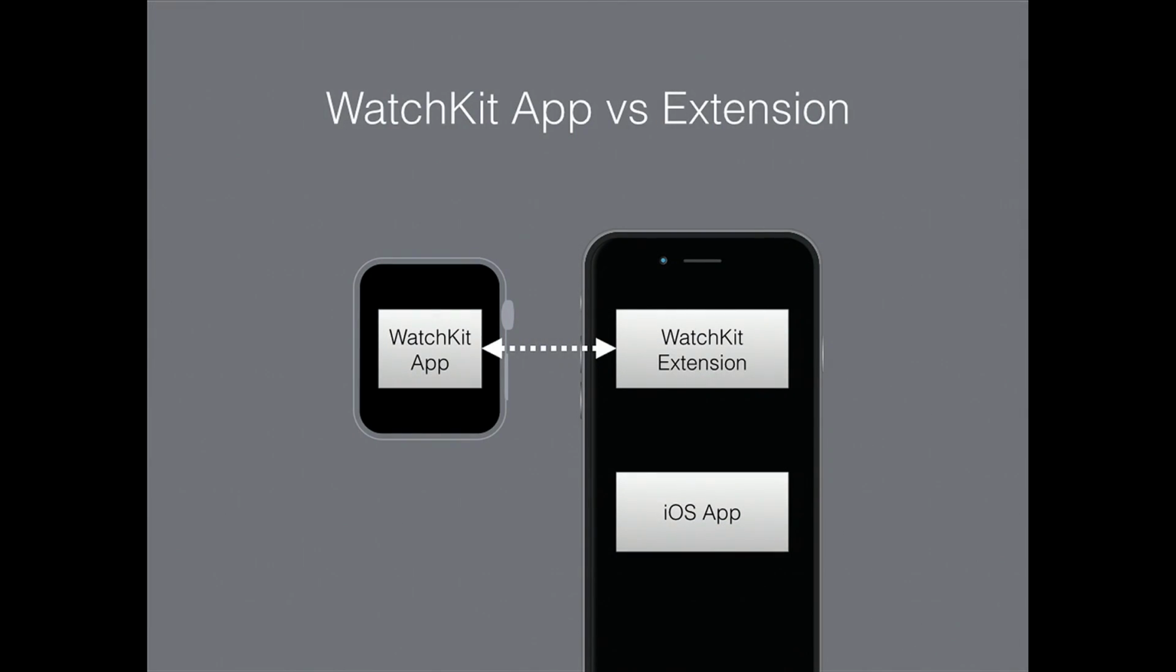The most important aspect of WatchKit development is that an app for the Apple Watch consists of two parts. One is the WatchKit app, which contains static resources. And the second part is a WatchKit extension, which runs on the iPhone and contains the actual executable code. And these two parts communicate through a wireless link. And as you can imagine, that incurs some delay you have to work with.